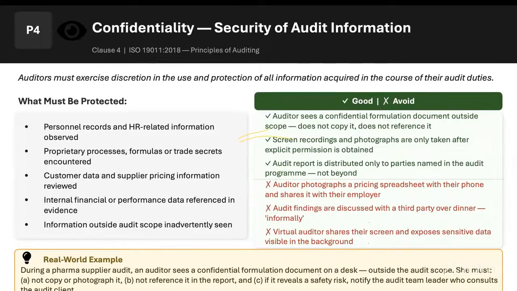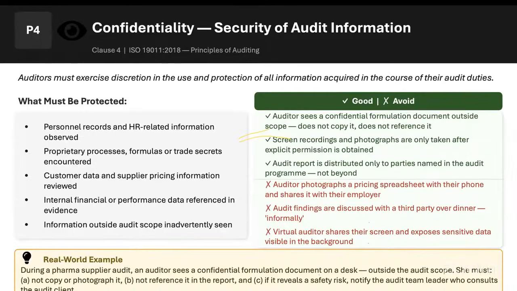For example, during a pharma supplier audit, an auditor sees a confidential formulation document on a desk outside the scope. She must, one, not copy or photograph it, and two, not reference it in the report. And if it reveals a safety risk, notify the audit team leader who consults the audit client.